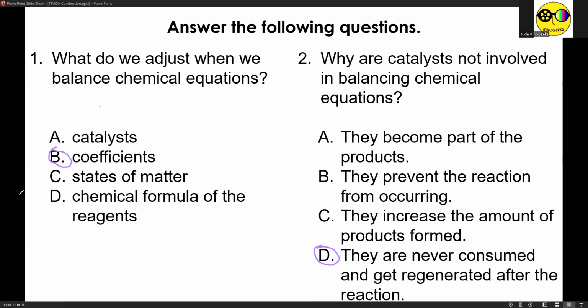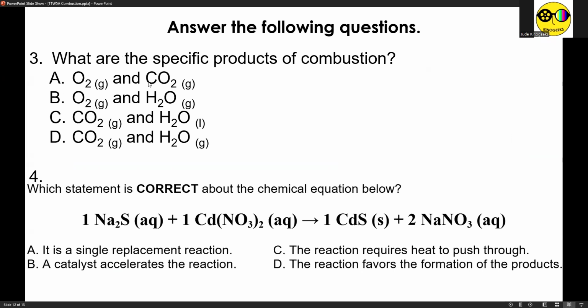Okay? Number three, what are the specific products of combustion? For combustion, you burn a hydrocarbon with oxygen. Therefore, oxygen is a reactant. Kaya A and B are already automatically wrong. Okay? And naturally, the products of combustion are carbon dioxide and water, both in gaseous form. So the correct answer is letter B.